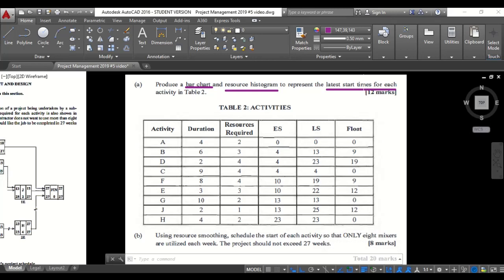So for this question, we will be doing a bar chart to show the relation between the duration and the activities. Now let's look at the table. Table 2 gives us some information.